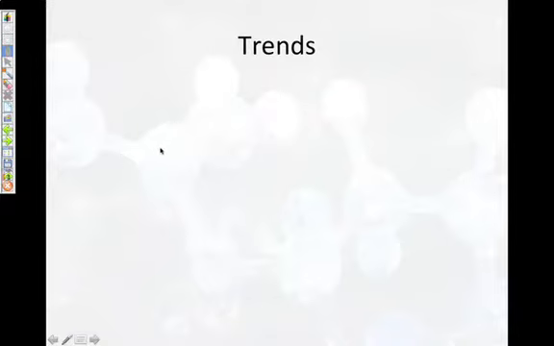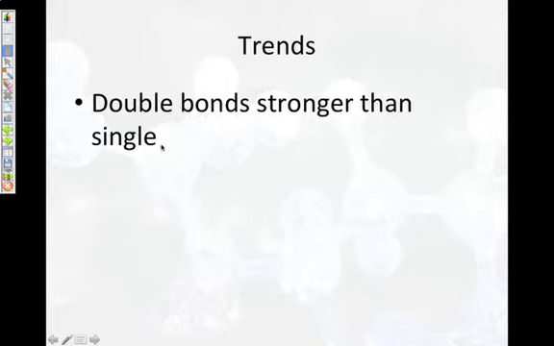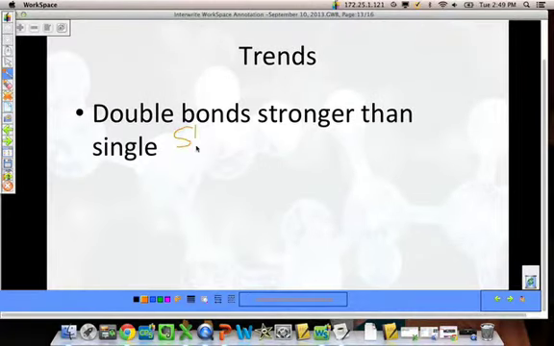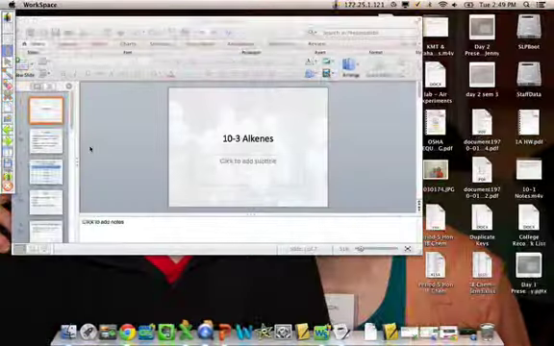Okay, some trends. We're used to dealing with trends on the periodic table. There's certain trends when dealing with alkenes, and we talked about some with alkanes already. First of all, we know that double bonds are stronger than single bonds. That also means that they are shorter. Okay, the stronger, shorter, they're going to be held together more, which means they're going to be more reactive, which leads us to this next point.